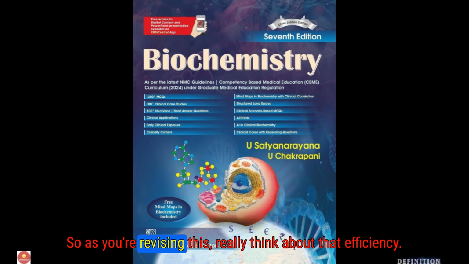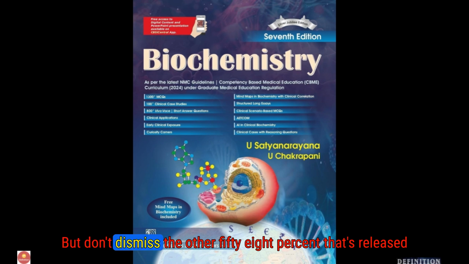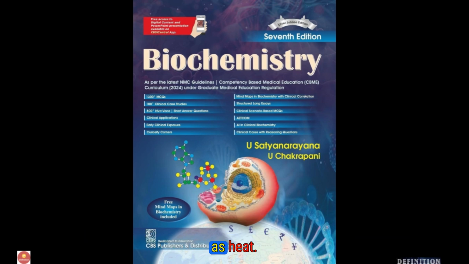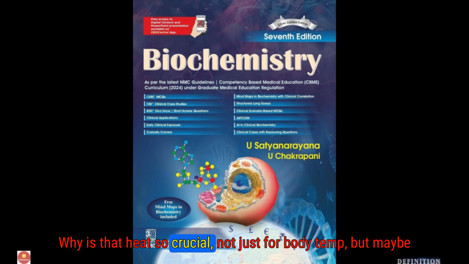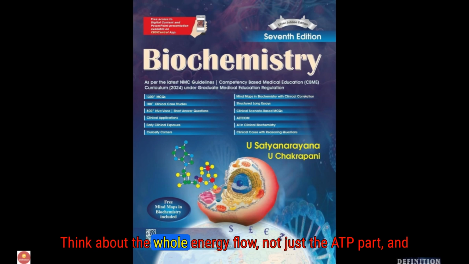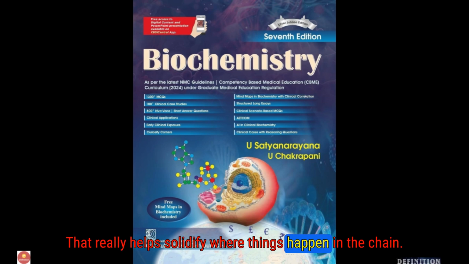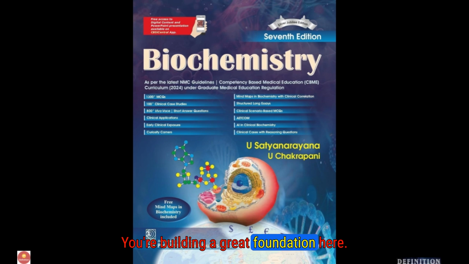So as you're revising this, really think about that efficiency. We focus on the ATP made, that 42%. Right. But don't dismiss the other 58% that's released as heat. Why is that heat so crucial? Not just for body temperature, but maybe for keeping the whole process fluid and running smoothly? Mull that over. Yeah, think about the whole energy flow, not just the ATP part. And maybe review those inhibitor sites that really help solidify where things happen in the chain. Yeah. You're building a great foundation here. Keep going.